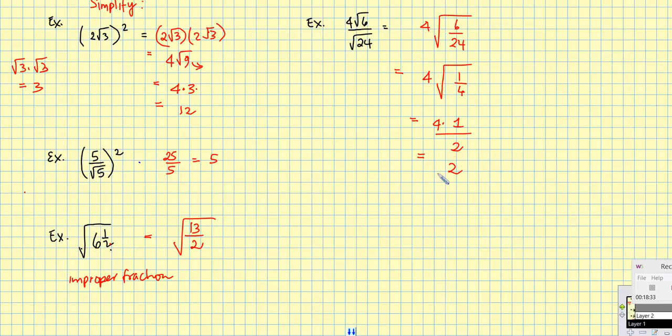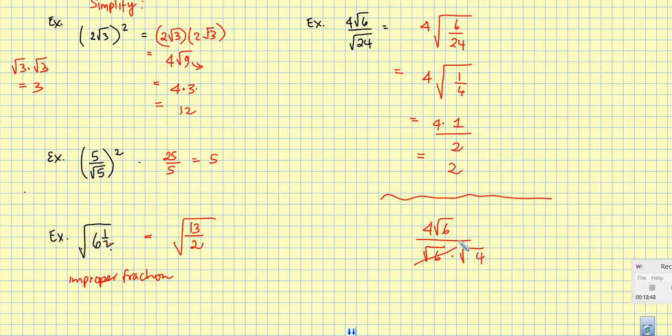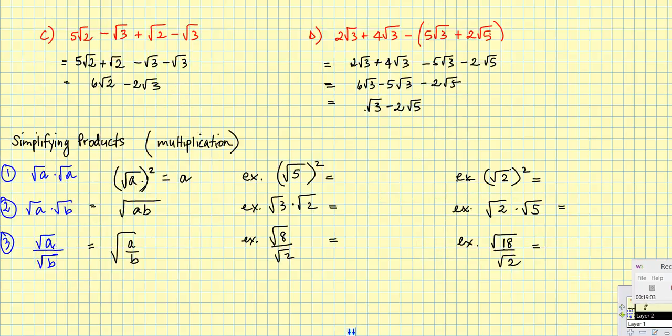Now, an alternative way that you could solve this problem would be to do 4 root 6 over, and then I could simplify root 24 as root 6 times root 4, and the root 6's cancel themselves out, so that I end up getting 4 over root 4, which is equal to 4 over 2, and that still equals 2. So there are different ways. There are also other ways that you could approach this that work perfectly well also.